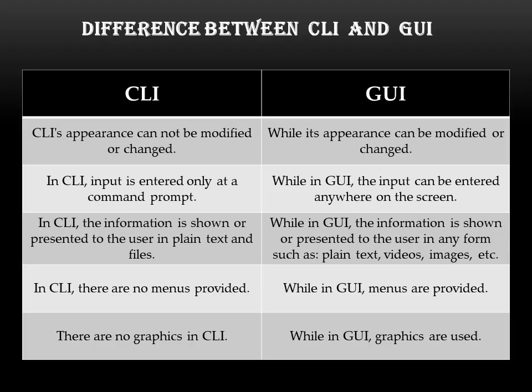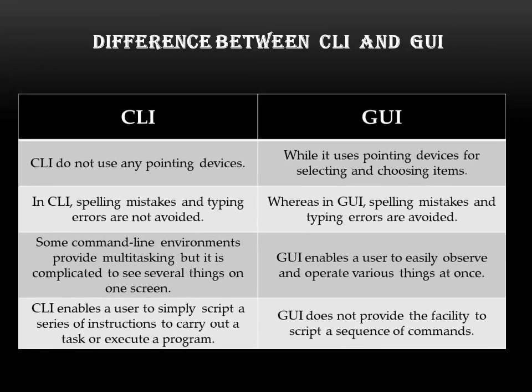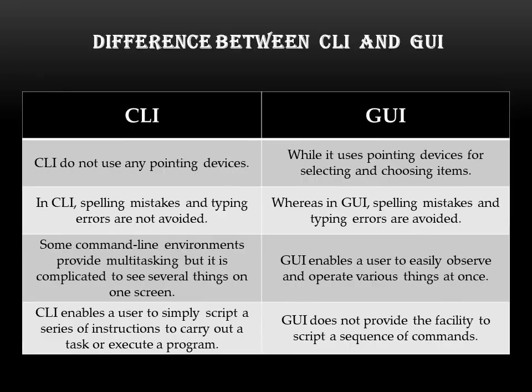CLI doesn't provide menus, everything is command-based. GUI offers menus to help users navigate easily. CLI doesn't use graphics. GUI is full of graphics and visual elements. CLI doesn't use pointing devices like a mouse. GUI uses a mouse or touch pad to select items.